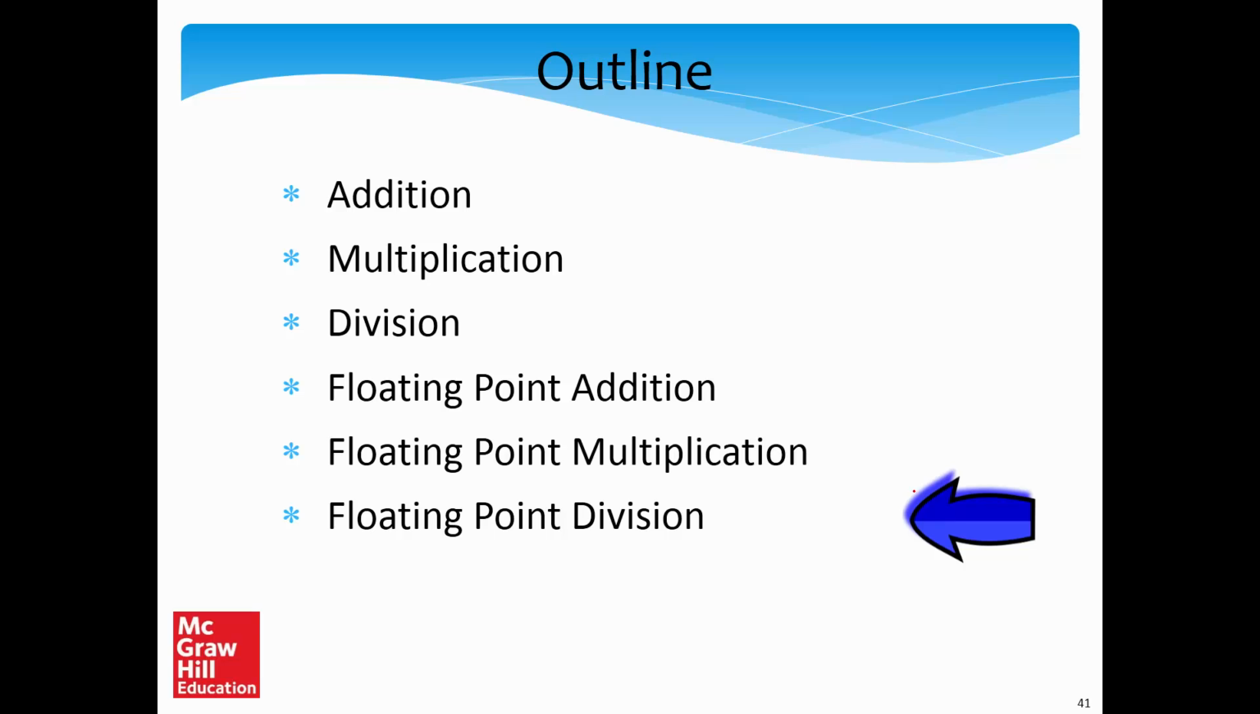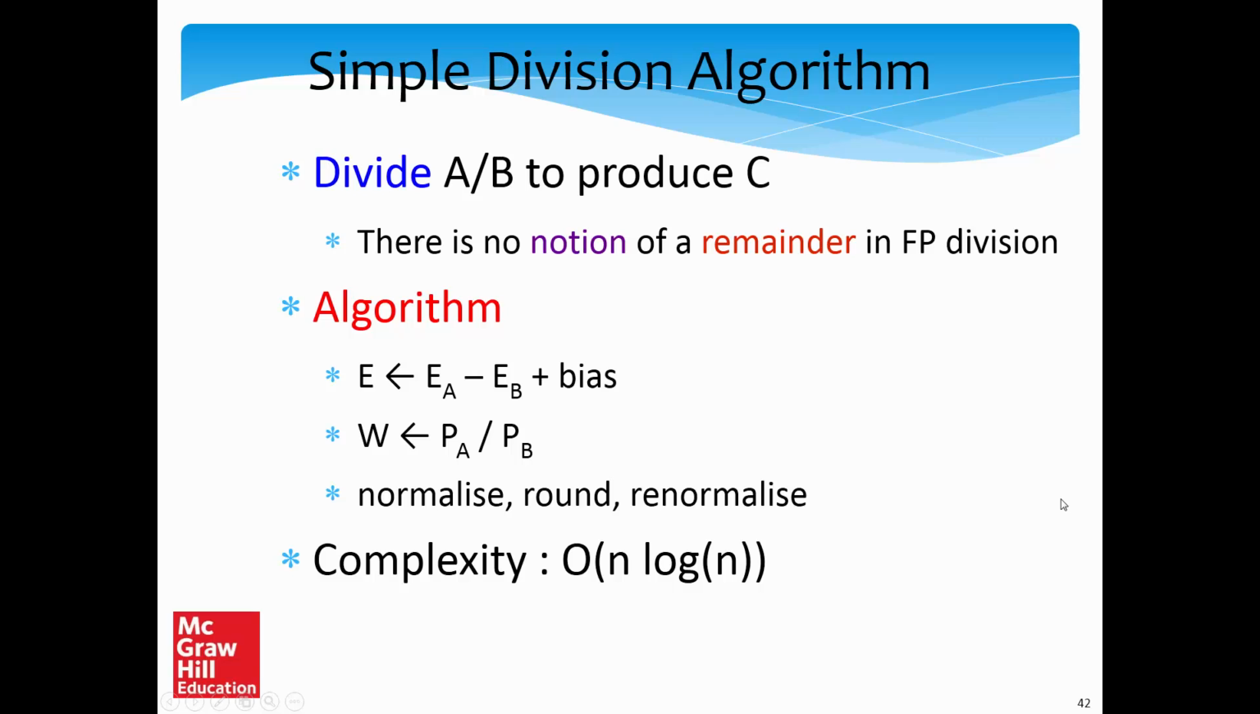Now let us take a look at floating point division. Let's first look at a simple division algorithm. Let us divide A by B to produce C. The first difference between floating point division and regular integer division is that in floating point division there is no notion of a remainder. In integer division we had a remainder because our quotient could only be an integer. But in floating point division, the quotient can be a floating point number itself, so there is no notion of a remainder. This makes our job easy.